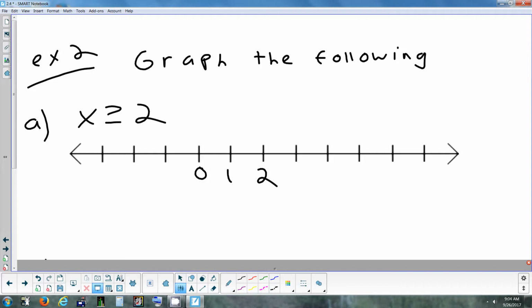To use the bracket, you have to already know which way you're going to shade, because the bracket has to face that way. So Leo, which way am I going to shade this time? To the right. So I'm going to shade right. And that's it. So that's x is greater than or equal to 2.